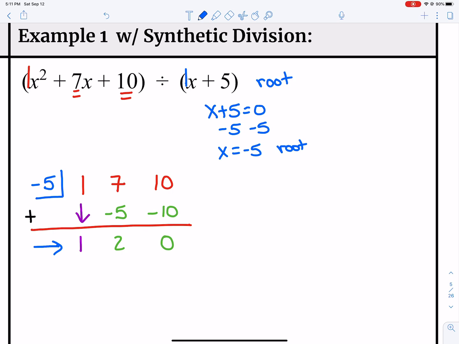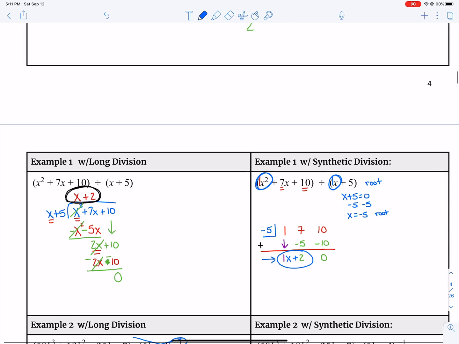But you have divided. Think about it: you divided something that was squared by x, so it's smaller now. So we have 1 less power. So 1 goes with x, and 2 doesn't have an exponent, so we just leave it out. It doesn't have a variable. But you want to put the variables back into your quotient. So in other words, we have x plus 2. And then we had no remainder, just like we did with long division.